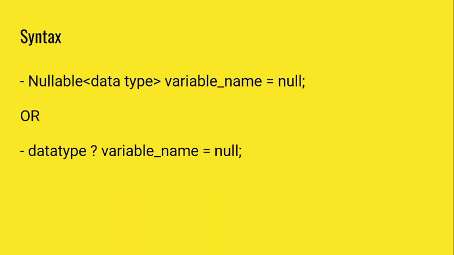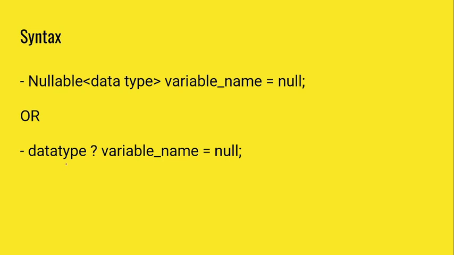So this is the syntax: Nullable, data type, variable name, and we can make it null. So simply Nullable<int> a, that is how we can very well write. And when we say it this way, we can very well assign null to it, even if it's a value type.